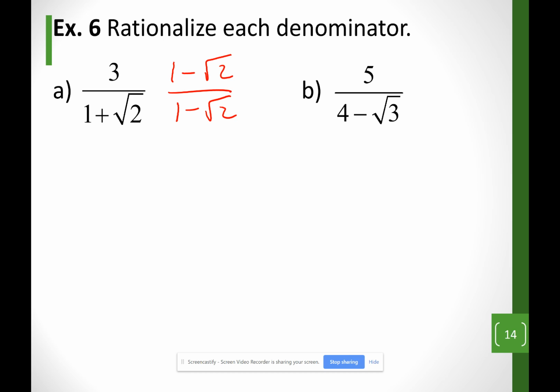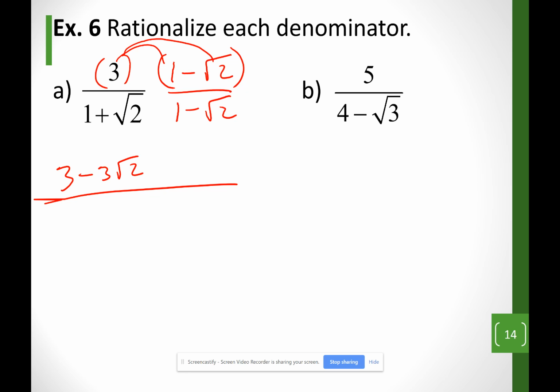Okay. Now, let me distribute the 3 on the top. So 3 times 1, I get 3, minus 3 times radical 2, I get 3 radical 2. That's what I have on top. At the bottom, I'm going to put these inside parentheses. Let me distribute the 1 from the first parentheses to the second parentheses. So 1 times 1 is 1. 1 times a negative radical 2 gives me a negative radical 2.